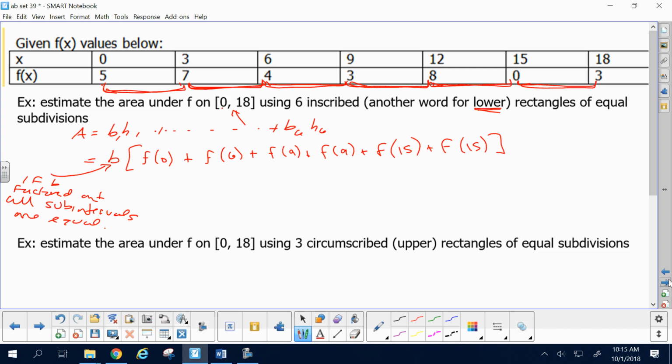You track it? Okay. What's the base of each rectangle? 3. And then go to the table and report values. F at 0 is 5. F at 6, 4. F at 9.